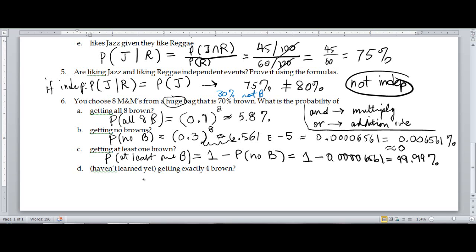This part we haven't exactly learned yet. I want to get exactly 4 brown. Just write binomial here. When we go on to chapter 5 and do the binomial distribution, we'll look at problems like this. So I hope this helps a little bit.